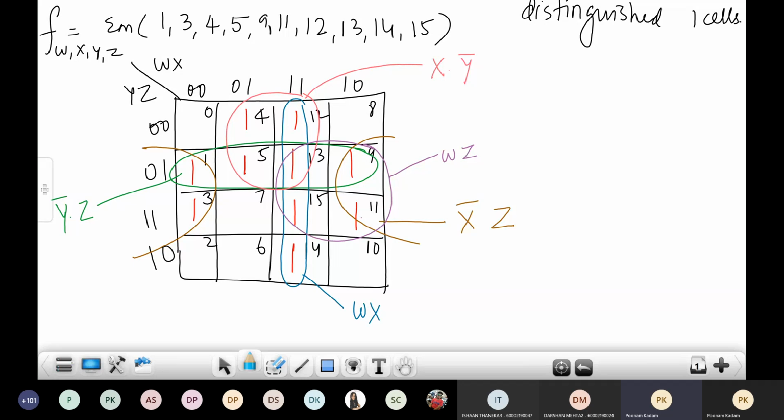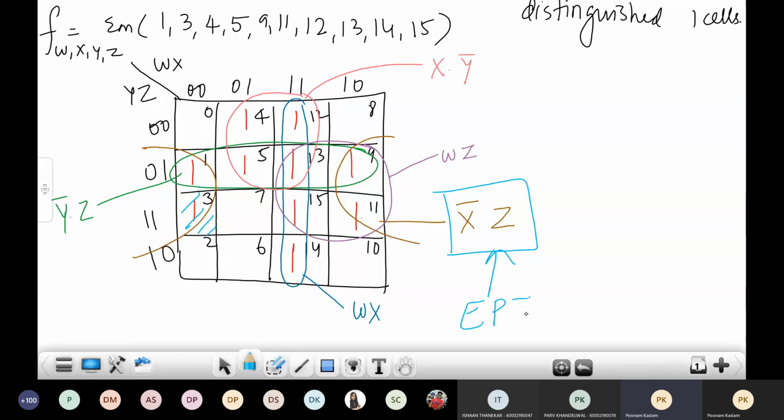For example, here in this sum, the one present in cell number 3 is getting covered by only one prime implicant, that is X bar Z, right? Is there any other prime implicant covering the one which is present in cell number 3? No. So this is a distinguished one cell. And which is the prime implicant which is covering this distinguished one cell? X bar Z. So X bar Z becomes an essential prime implicant, which must be included in the minimal function, right?